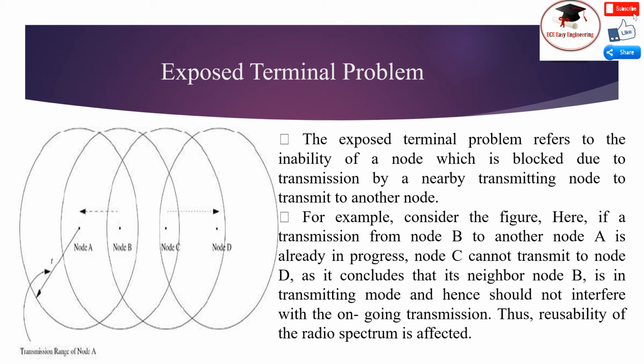Next is the exposed terminal problem. The exposed terminal problem refers to the inability of a node which is blocked due to transmission by a nearby transmitting node to transmit to another node. For example, consider the figure. Here, if a transmission from node B to node A is already in progress, node C cannot transmit to node D, as it concludes that its neighbor node B is in transmitting mode and hence should not interfere with the ongoing transmission. Thus, reusability of the radio spectrum is affected.